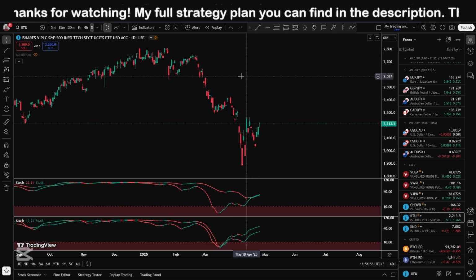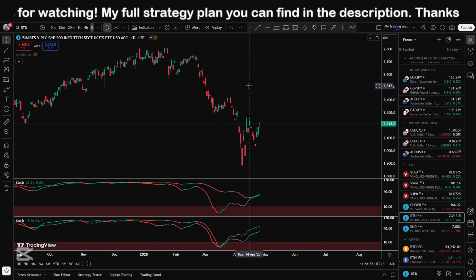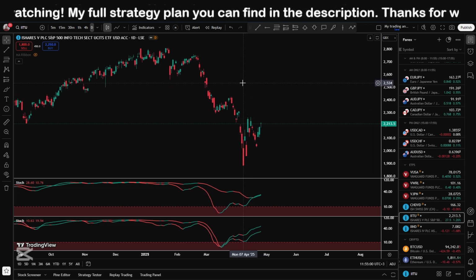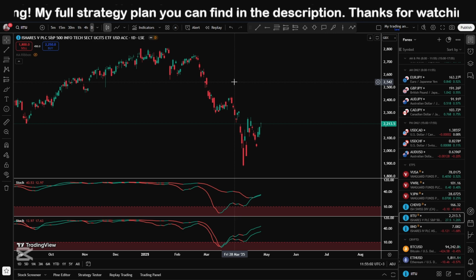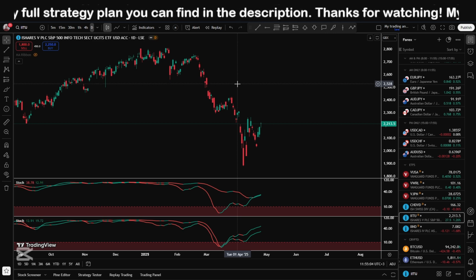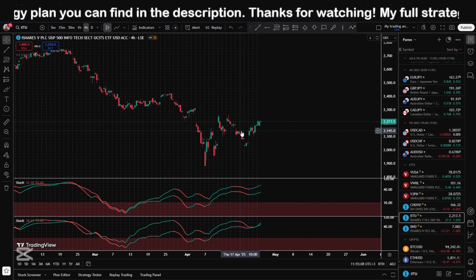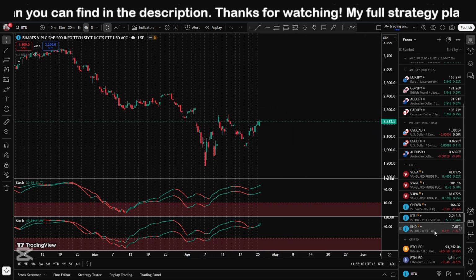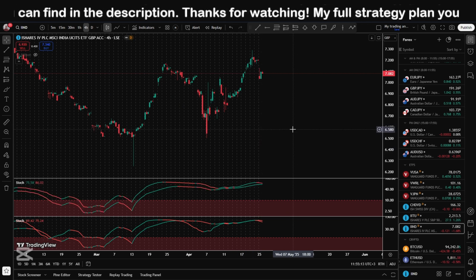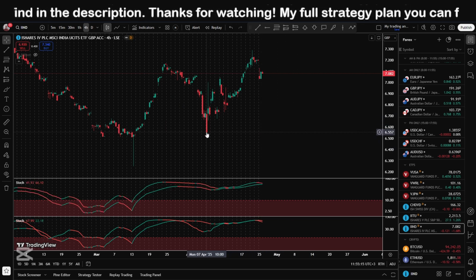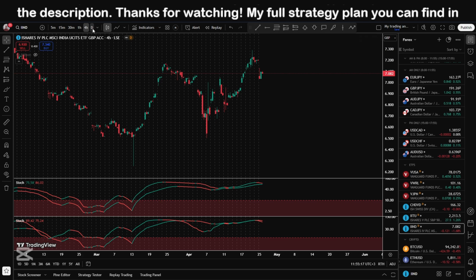iShares, this is Nasdaq information technology sector. Again, nothing interesting from this week. And India ETF, again nothing.